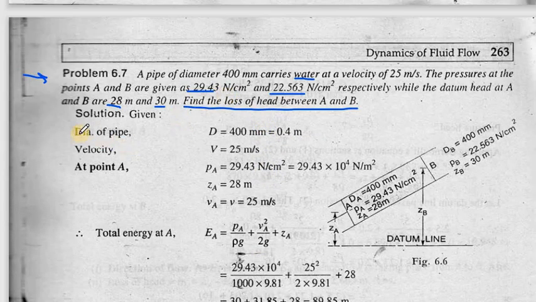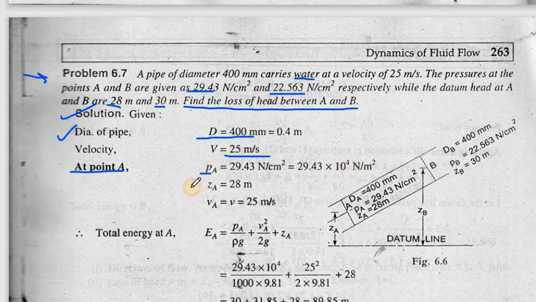First we'll write all the given parameters. We have the diameter of the pipe. Diameter is 400, we need to convert it into meter, so divide by 1000, that will give you 0.4 meter. The velocity is constant throughout the pipe because the diameter of the pipe is constant, so it is 25 meter per second. Now at the first point, that is point A, pressure is given as 29.43 newton per centimeter square. As I told you in the earlier class, in order to convert centimeter square into meter square, we need to multiply 29.43 by 10 to the power 4, then it will be converted into newton per meter square.